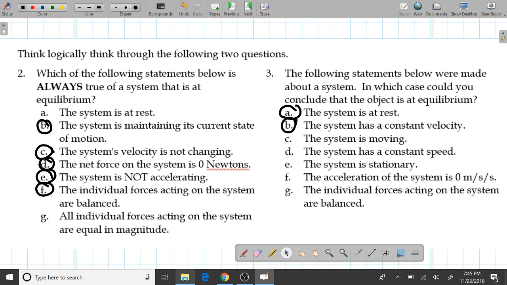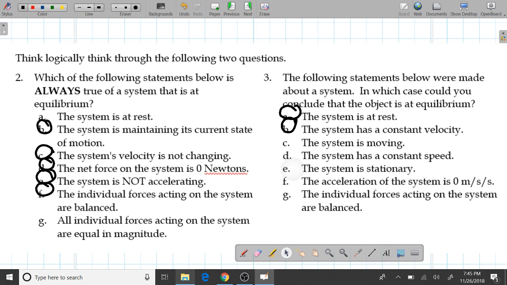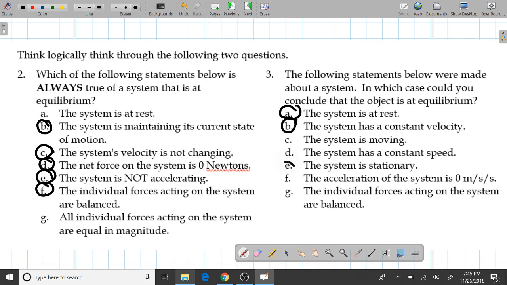Let's look at E. The system is stationary. Well, yeah, if we have a system that's stationary, meaning it's at rest, we can definitely conclude that that system is in equilibrium. So we can circle E. The acceleration of the system is 0 meters per second squared. We can also conclude that. And lastly, G, if the individual forces acting on the system are balanced, then we can also conclude that the system is in equilibrium. Okay, so those are all your answers for number 2 and all your answers for number 3.